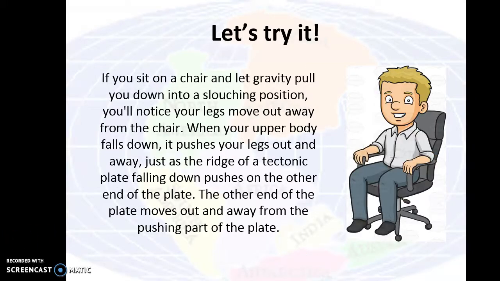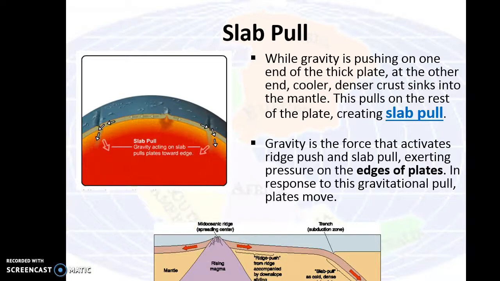All right, we're going to skip this. We're going to move on to slab pull. While gravity is pushing on one end of the thick plate, at the other end, cooler, denser crust sinks into the mantle. This pulls on the rest of the plate, creating slab pull. So look at the diagram. Gravity acting on the slab pulls these edges down, okay? And that's slab pull, so it moves them in that direction.